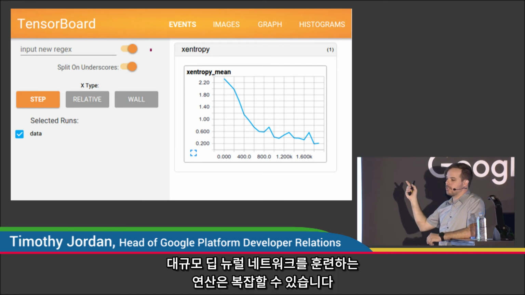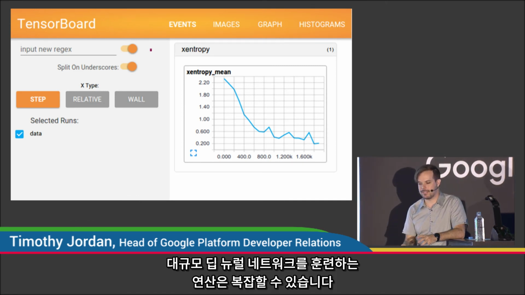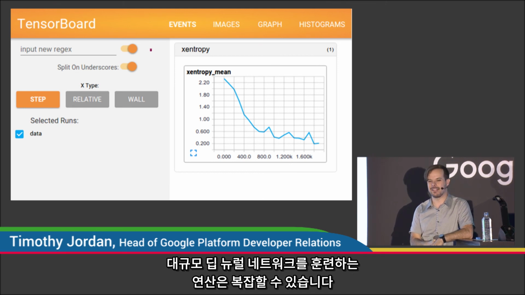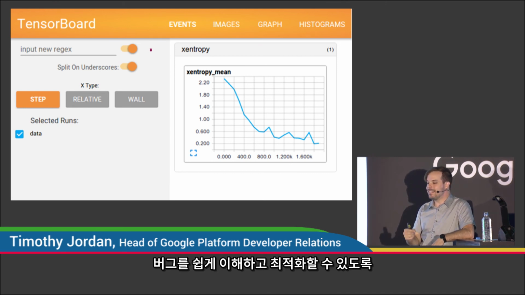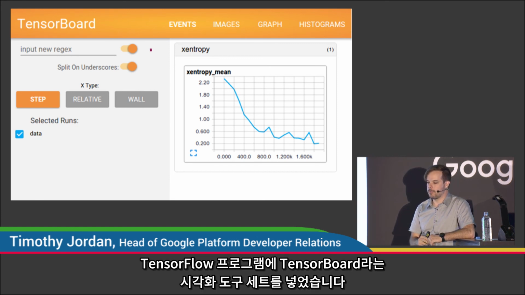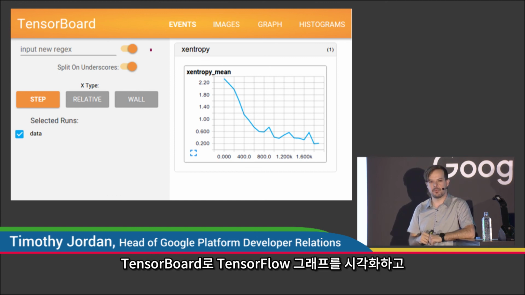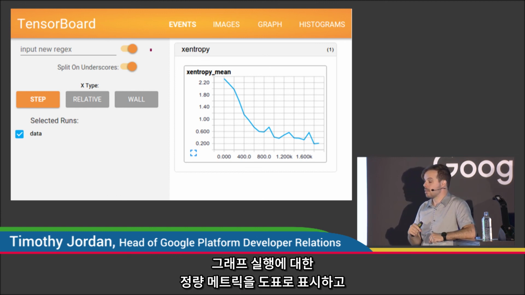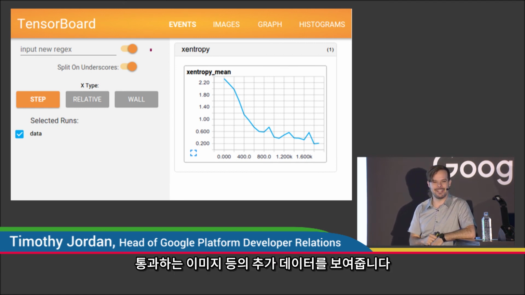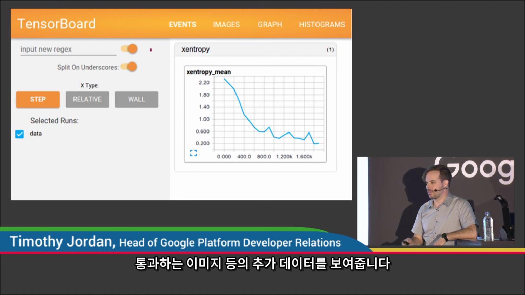And the computations that you use in TensorFlow, like training a massive deep neural network, can be complex. To make it easier to understand, debug, and optimize TensorFlow programs, we've included a suite of visualization tools called TensorBoard. You can use TensorBoard to visualize your TensorFlow graph, plot quantitative metrics about the execution of your graph, and show additional data like images that pass through it.